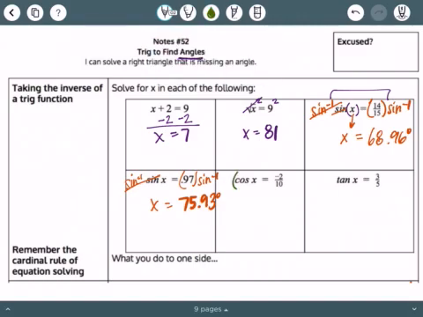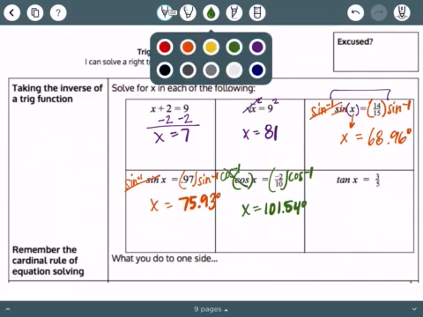So the opposite, or the inverse of cosine is inverse cosine. Just like this. Cosine to the power of negative 1. Cancels here. Gives me x equals, and I do in my calculator, cosine to the power of negative 1 of negative 2 divided by 10, which is 101.54 degrees.